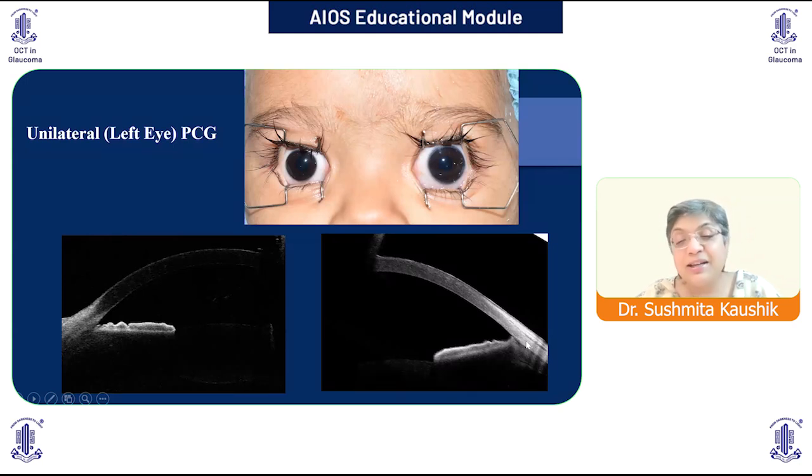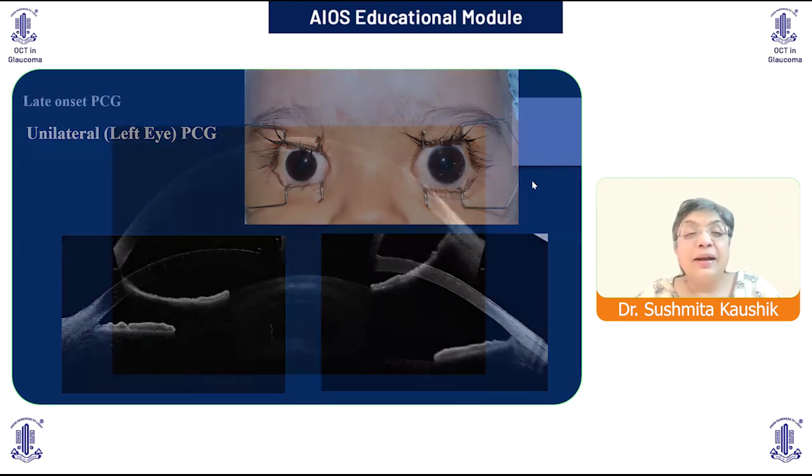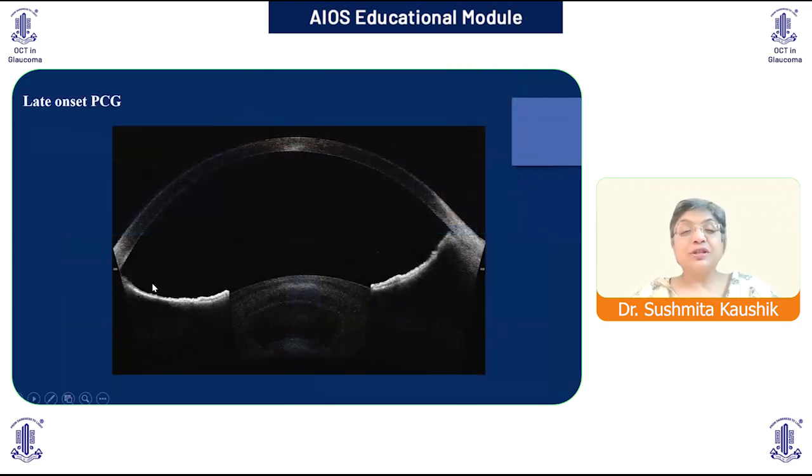There's hardly any trabecular meshwork visible. And this is inserted high, almost at the level of Schwalbe's line. That's a high insertion of iris. There's hardly any trabecular meshwork visible compared to the right eye, which maintained normal pressures, and you see that it actually looks quite normal. So this is a late-onset PCG.